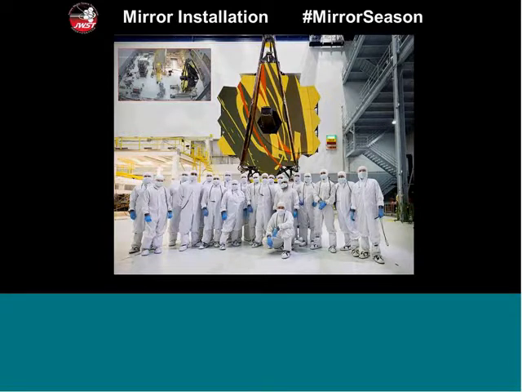Our installation was completely successful. All 18 segments are shown here. This is in our clean room at Goddard. The Stansberry is also installed.